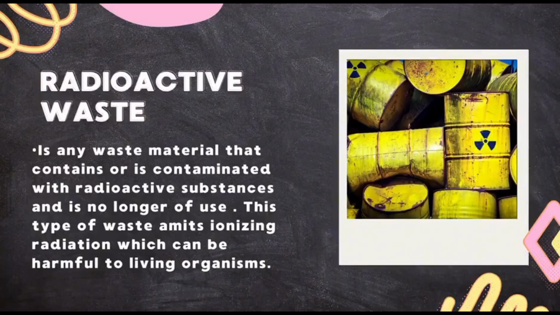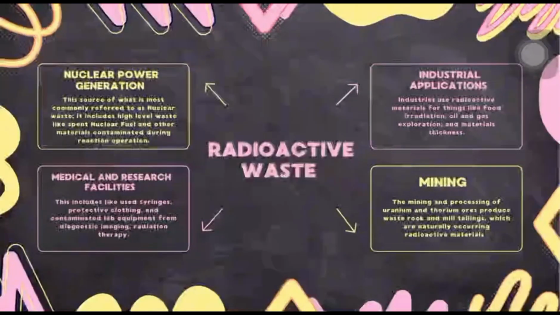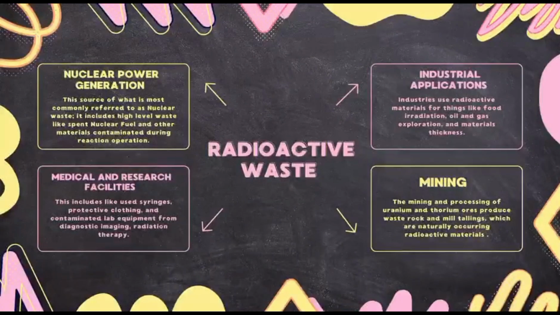Let's move on to the 4 sources of radioactive waste. We have here the nuclear power generation, medical and research facilities, industrial applications, and mining. So, let me discuss mining as a source of radioactive waste. The mining and processing of uranium and thorium ores produces radioactive waste. There are 2 main types of waste, which are the waste rock and mill tailings.